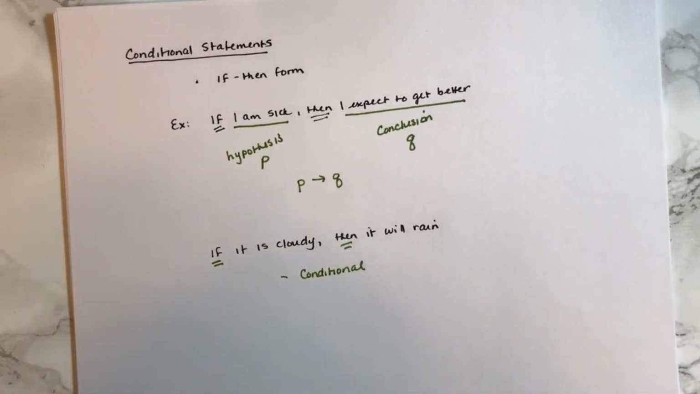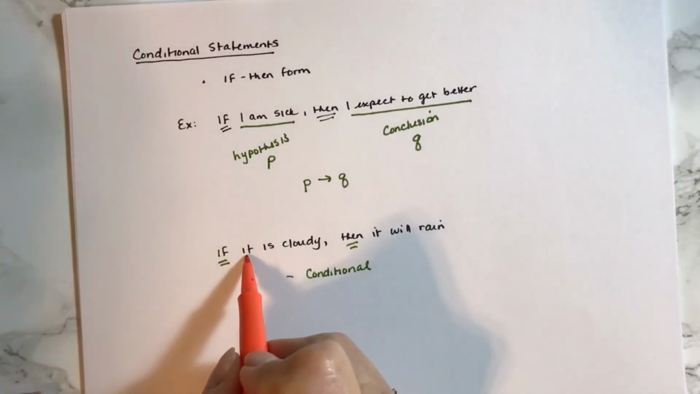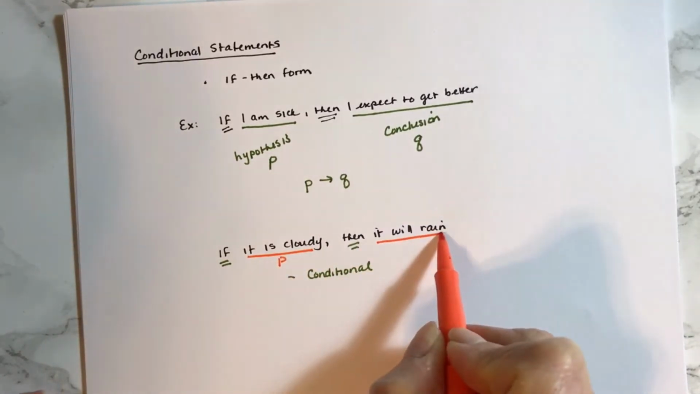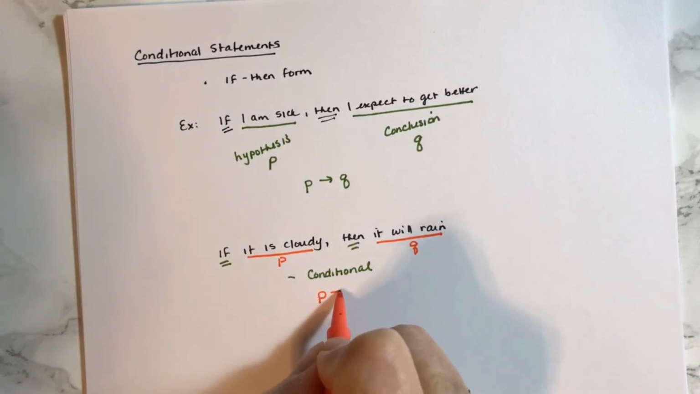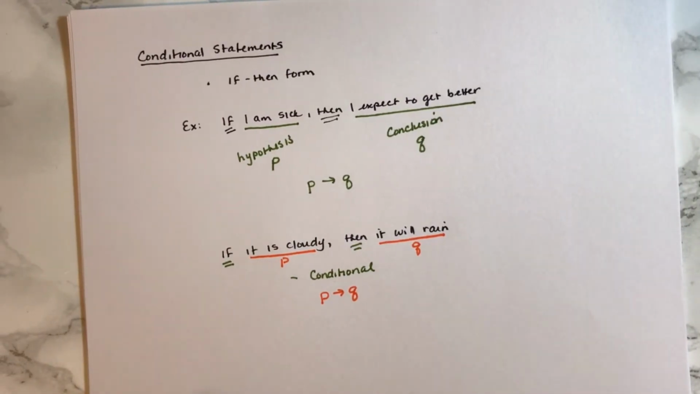And then you would be asked, identify the hypothesis. Well, the hypothesis comes after the word if, and we denote it with a P, and the conclusion comes after the word then, and we denote it with a Q. So we'd say P goes to Q, or if P, then Q. That's it. All right? That's all there is to that.